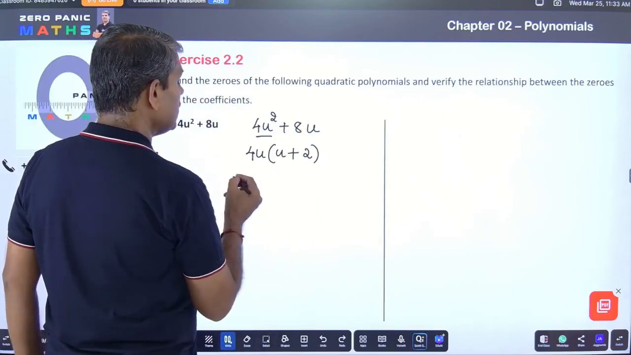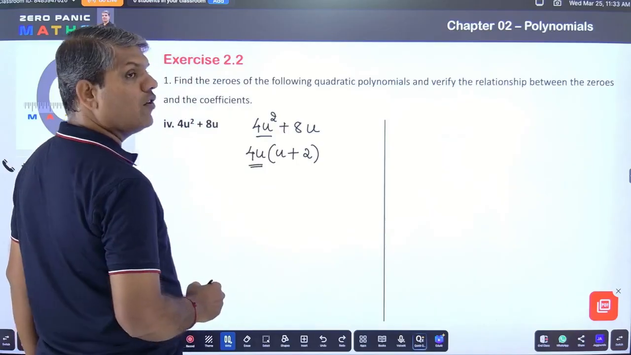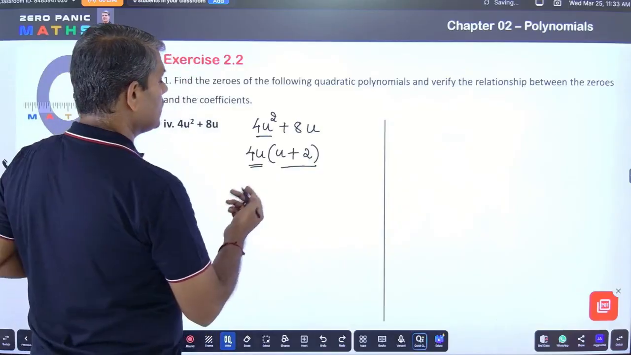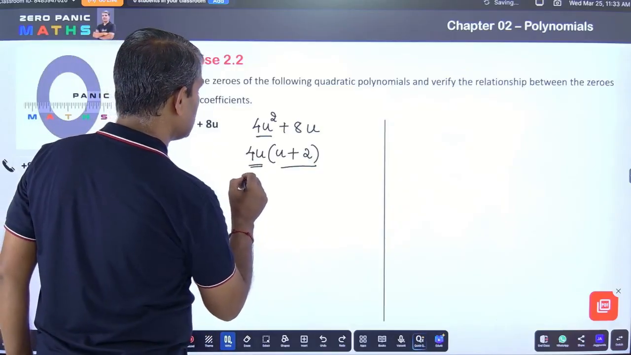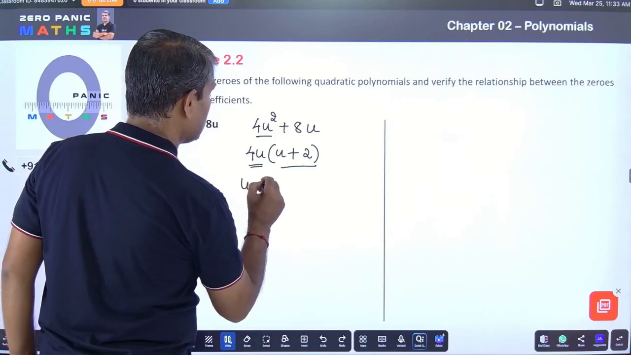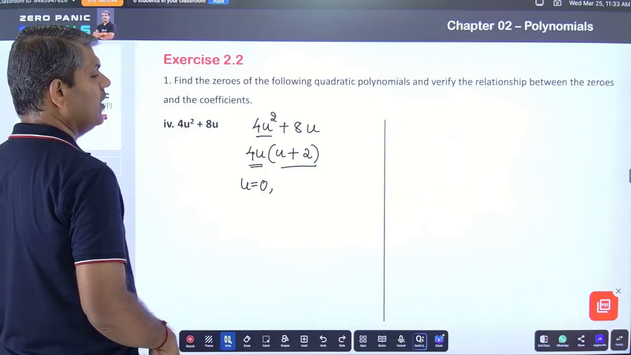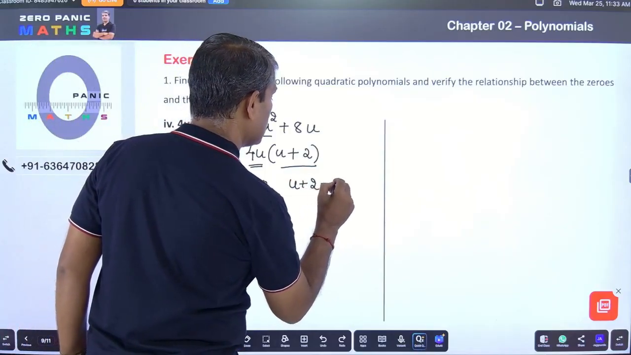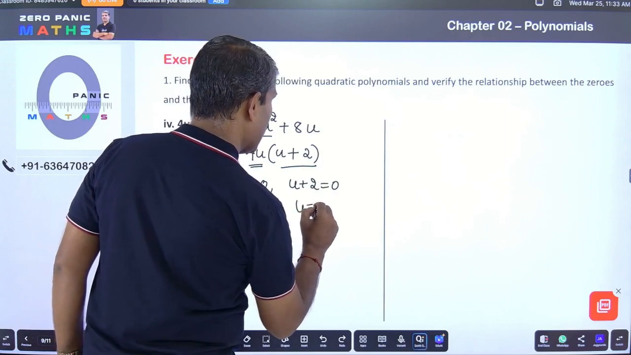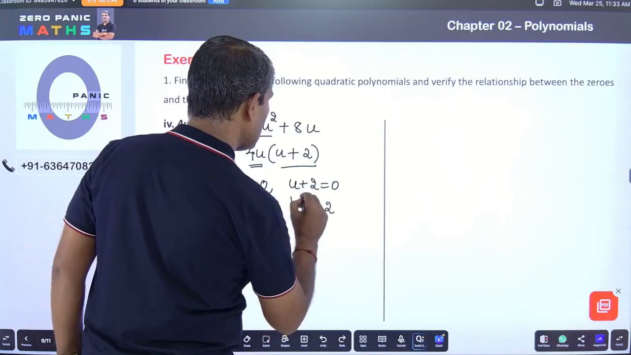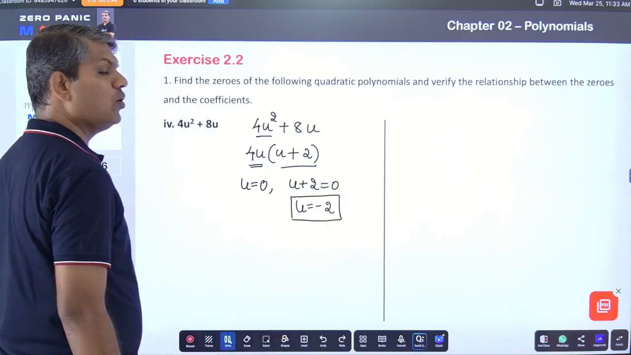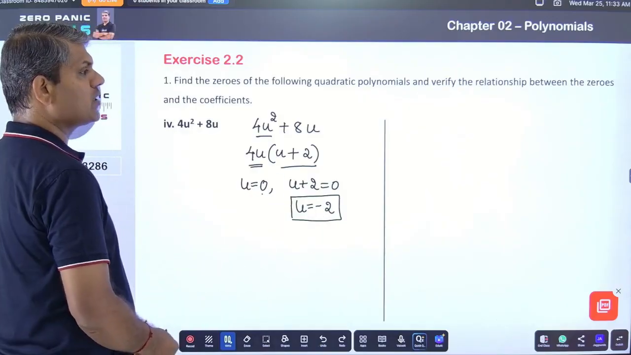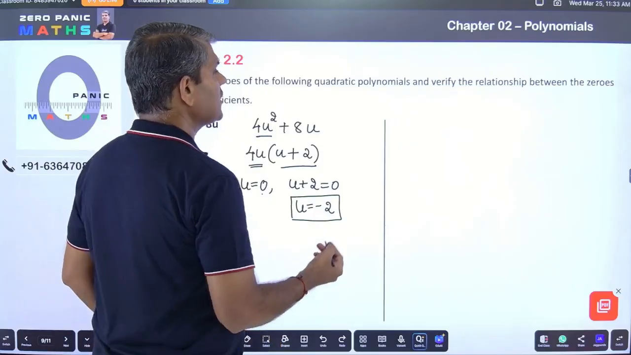So what are the two factors? The two factors are 4u is equal to 0 and u plus 2 is equal to 0. When I equate 4u is equal to 0, I will get one zero as 0 itself. And then when I equate u plus 2 is equal to 0, I'll get another zero as u is equal to minus 2. So what are the two zeros? 0 and minus 2. Let us verify the sum and product.